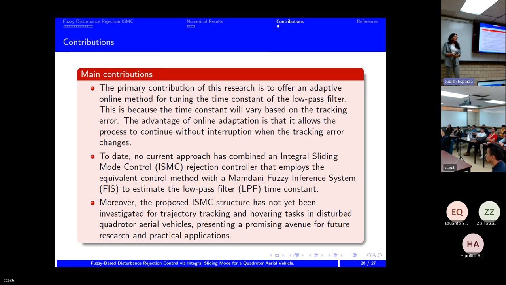And okay, the main contributions of this research are that this work offers an adaptive online method for tuning the time constant of the low-pass filter. Also, there is no research that combines the integral sliding mode control, the equivalent control method, the low-pass filter, and the Mamdani fuzzy inference system. And also, there is no research on this kind of control for a UAV.